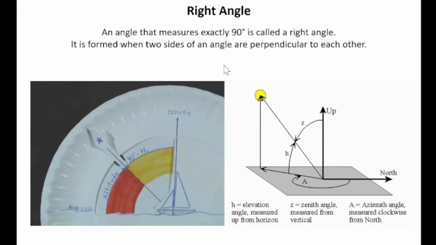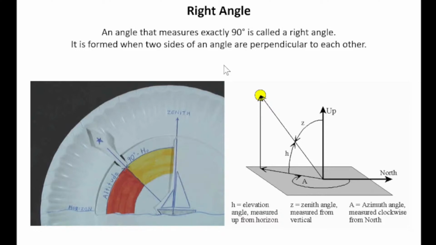This is interesting. This came from one of their sites. A guy took a paper plate and decided to show it in a simpler fashion, I guess wanting to communicate to younger minds, but it's the same thing. Right angle. An angle that measures exactly 90 degrees is called a right angle. It is formed when two sides of an angle are perpendicular to each other. They don't like that word either, perpendicular.